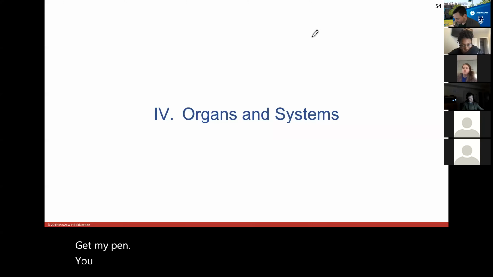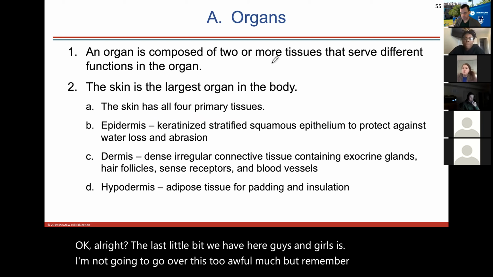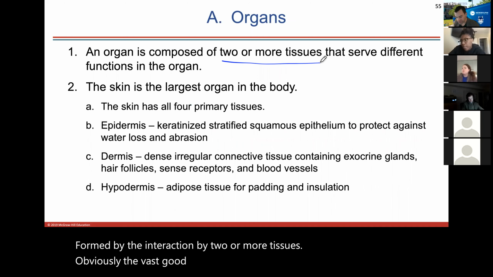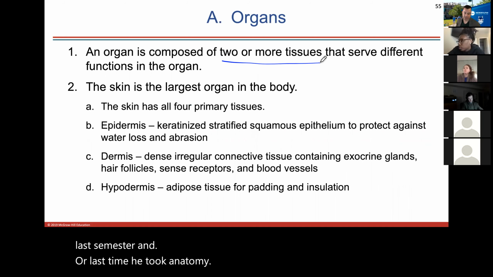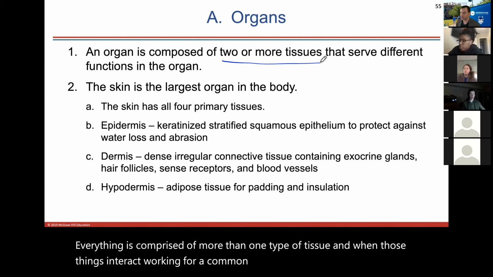All right, the last little bit we have here, guys and girls, is organs. I'm not going to go over this too awful much, but remember, organs are formed by the interaction of two or more tissues. Obviously, all of the organs that you looked at last time you took anatomy are comprised of more than one type of tissue. And when those tissues interact, working for a common goal, ta-da, that gets you an organ.